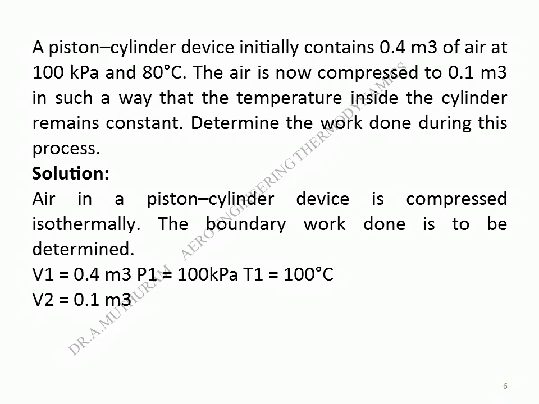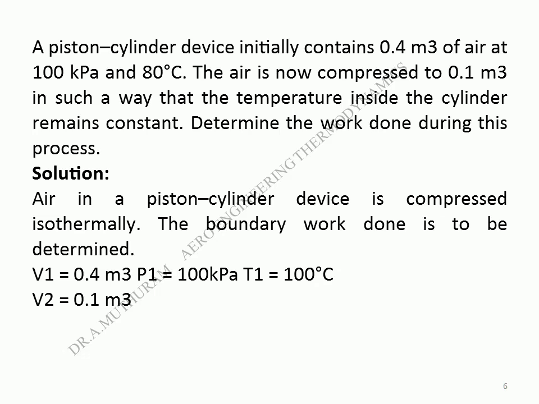A piston-cylinder device initially contains 0.4 m³ of air at 100 kPa and 80 degrees C. The air is now compressed to 0.1 m³ in such a way that the temperature inside the cylinder remains constant. Determine the work done during this process.